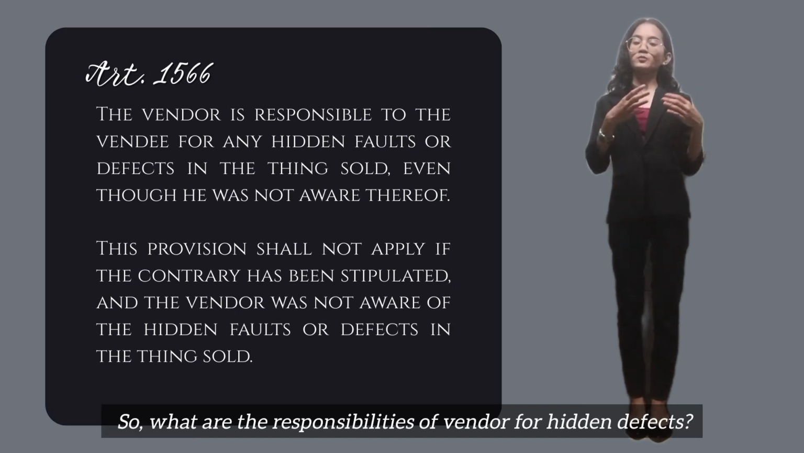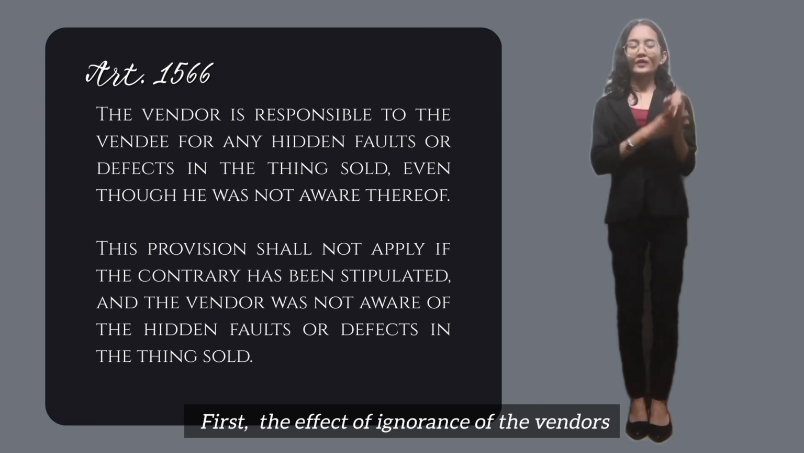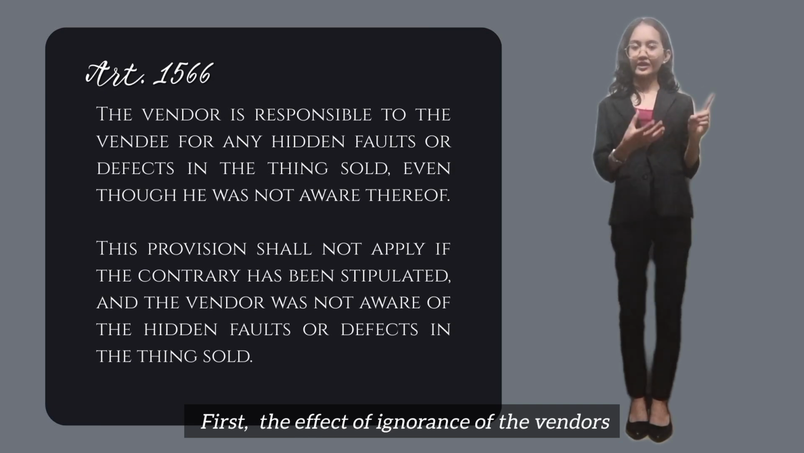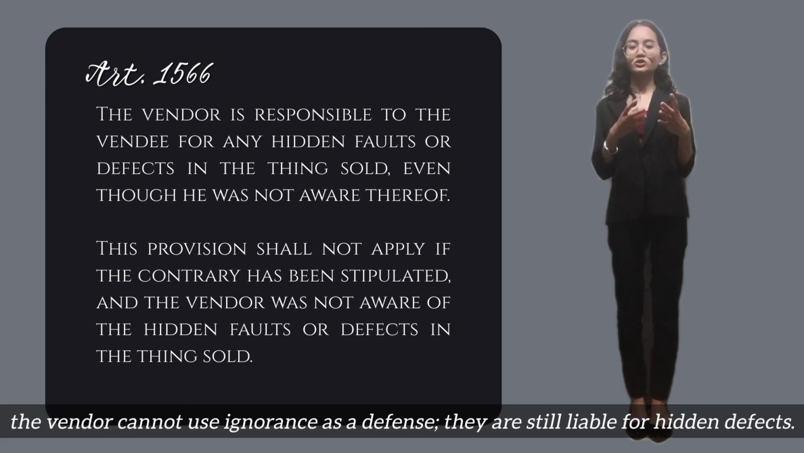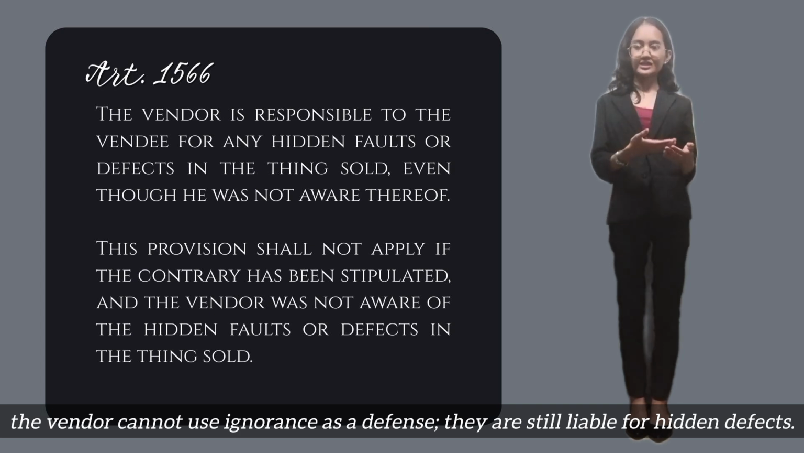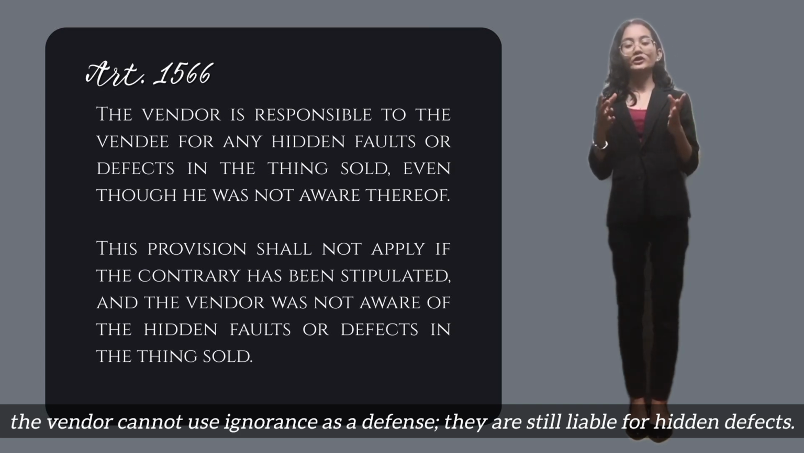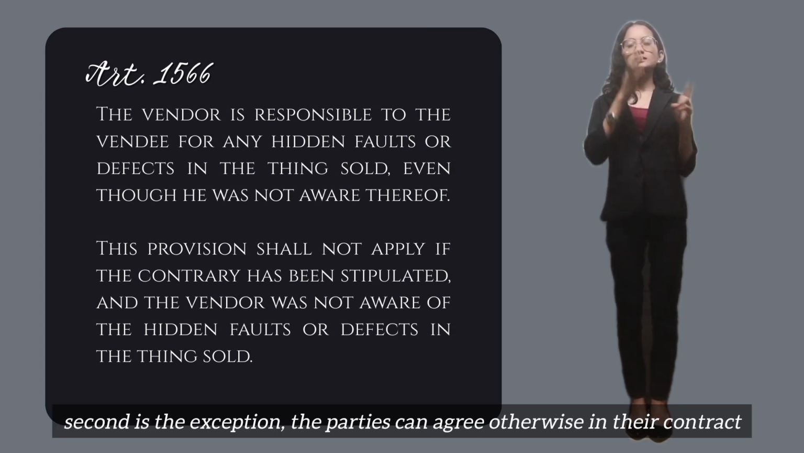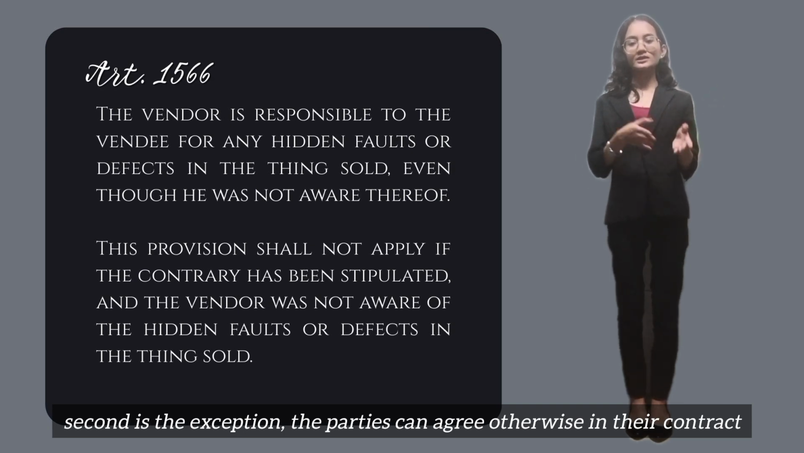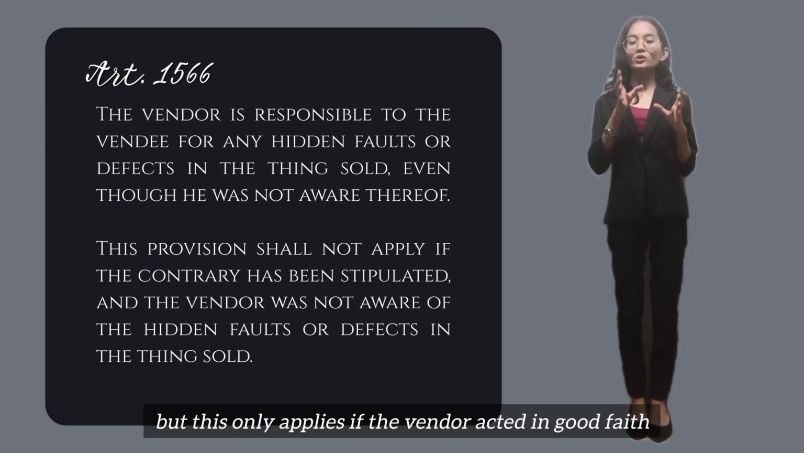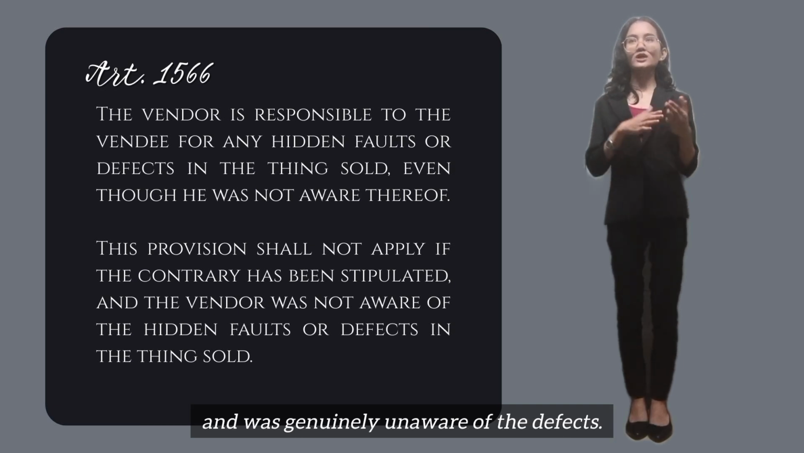So, what are the responsibilities of the vendor for hidden defects? First is the effect of ignorance of the vendor. The vendor cannot use ignorance as a defense. They are still liable for hidden defects. And the second is the exception. The parties can agree otherwise in their contract, but this only applies if the vendor acted in good faith and was genuinely unaware of the defect.